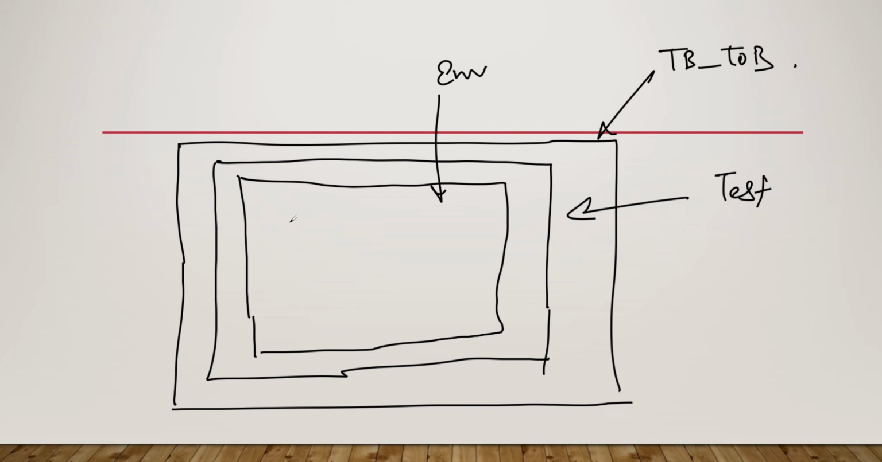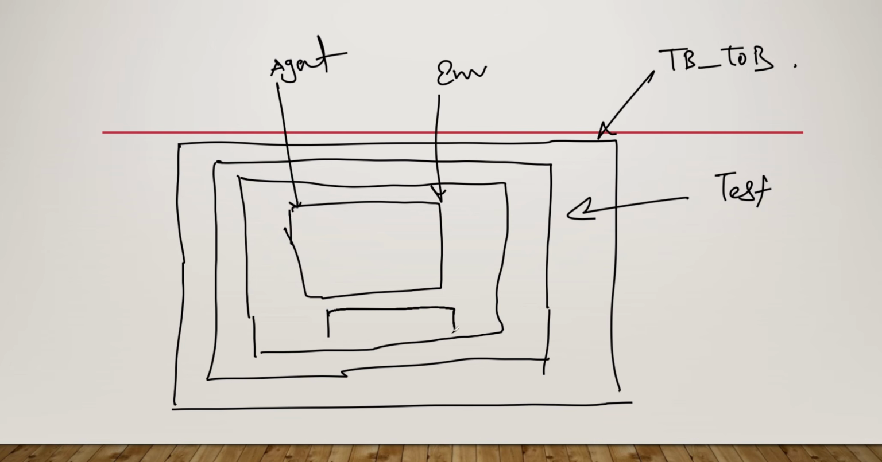Now inside the environment you have agent. So let's suppose this is your agent. So mark it down as an agent. Okay. So this is your agent, and inside environment you have one scoreboard. So this is your scoreboard. Now inside agent you have three components, that is your sequencer, then you have driver, then you have monitor. I hope it is fine.